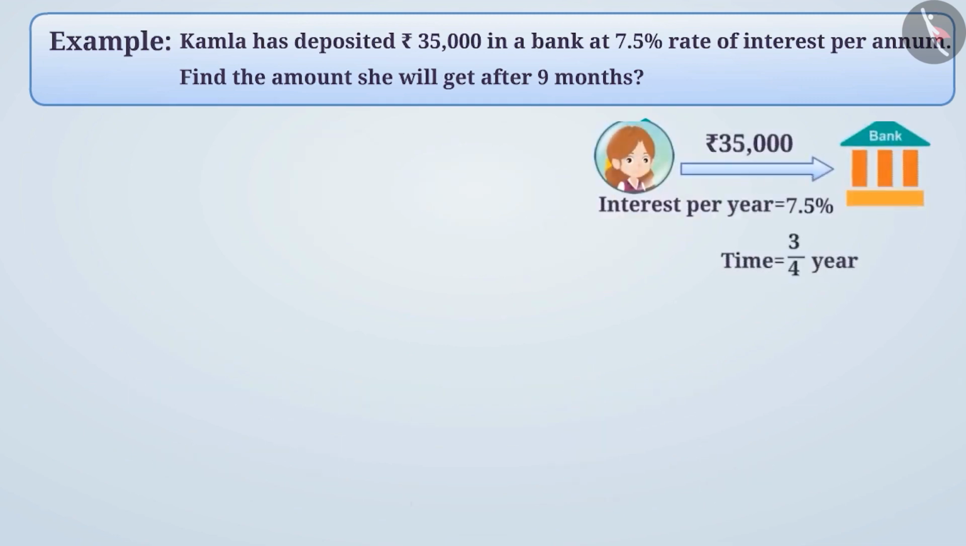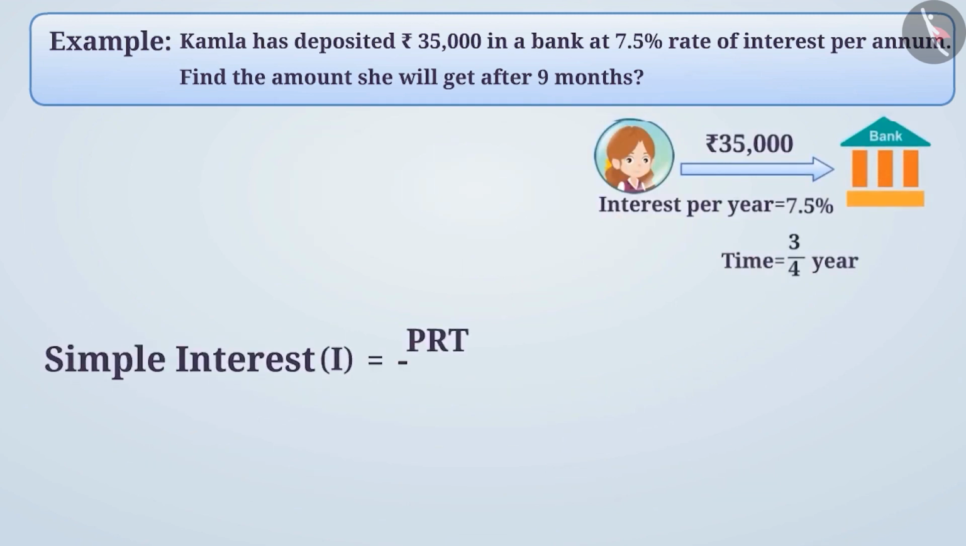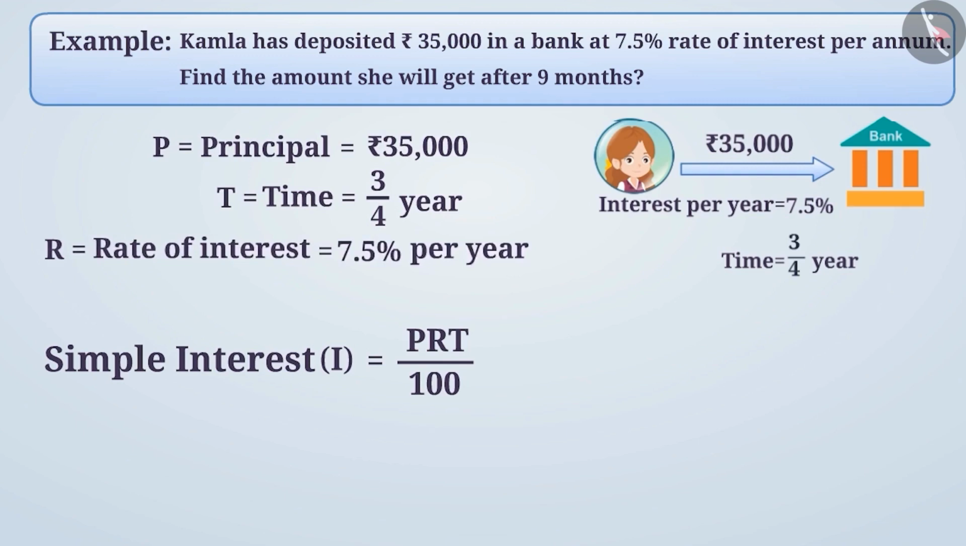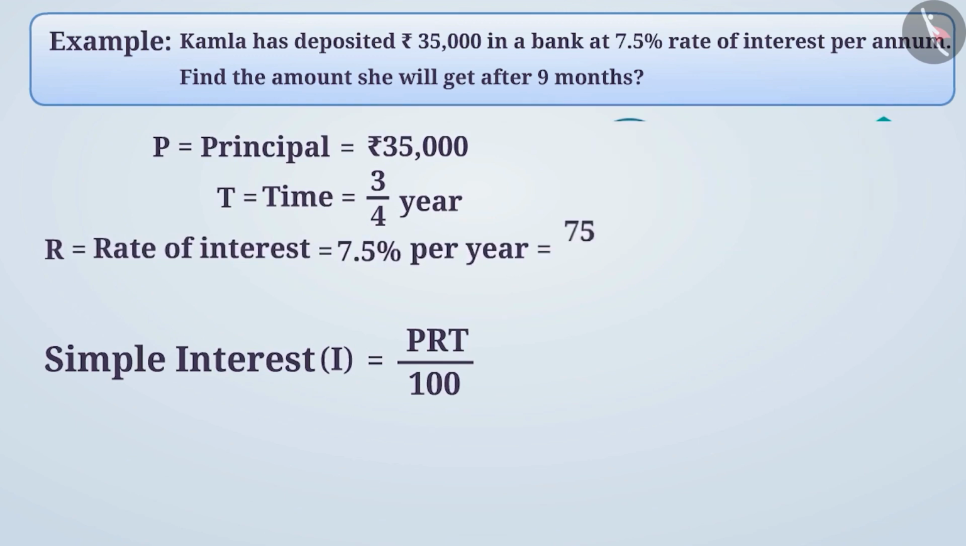Let's now find the simple interest. Formula to calculate simple interest is I is equal to PRT by 100. Here, I is equal to the simple interest. Here, P is equal to principal or Rs 35,000. T is equal to time or 3 by 4 years. R is equal to rate of interest, which is equal to 7.5% per year, which is equal to 75 by 10% per year, which is equal to 15 by 2% per year.